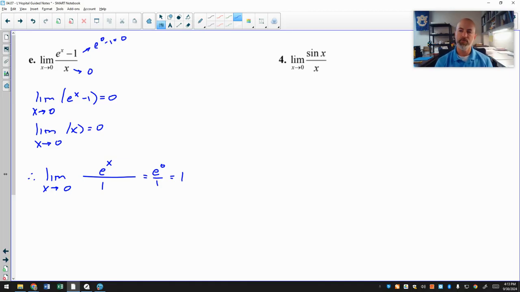So there's that one. And that's an example of one where you had to use L'Hopital's rule. There's no algebra you're going to be able to use to clean that up into something that cancels on top and bottom. So let's look at number 4.